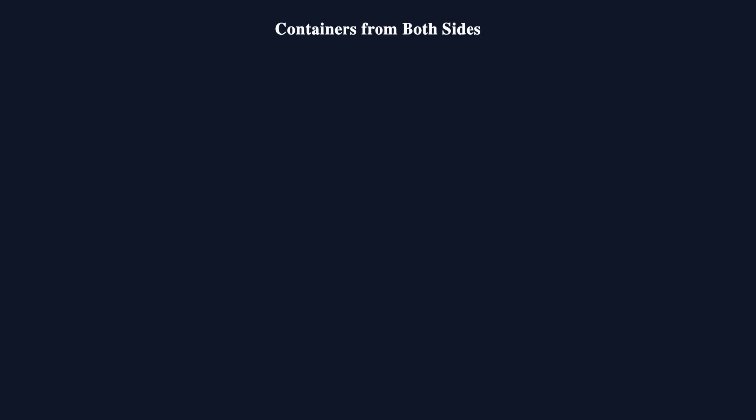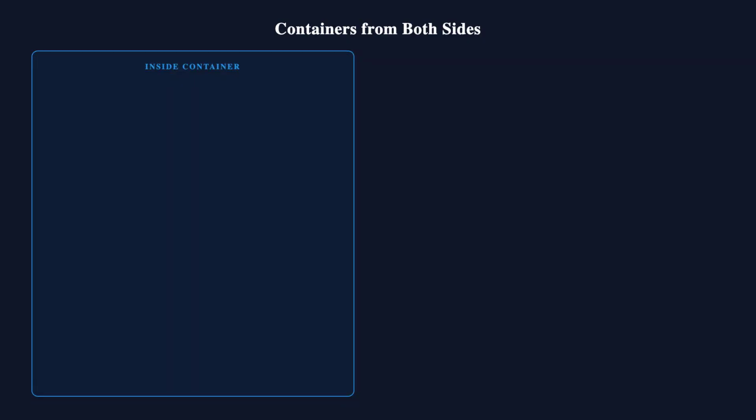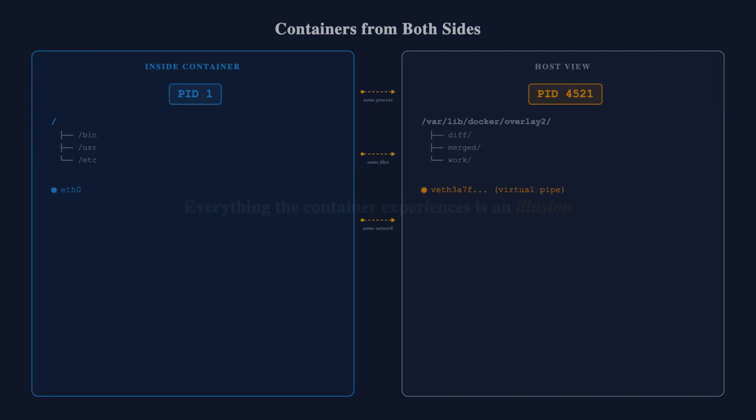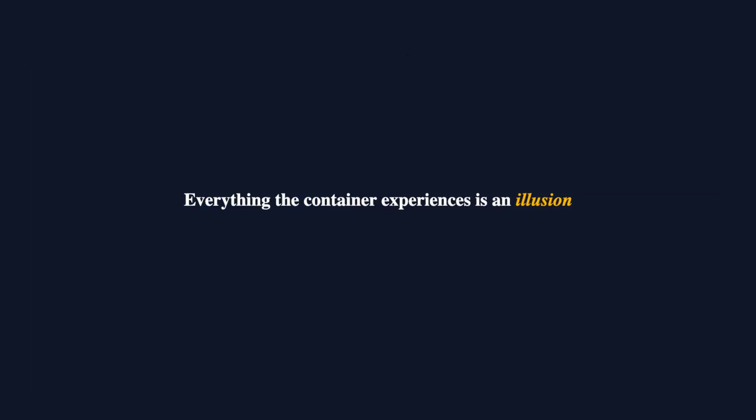Let's look at this from both sides. From inside the container, you see a fresh Linux system. Your process is PID 1. You have your own root file system with bin, usr, and etc. directories. You have your own network interface called eth0. But step outside to the host. That same process has a completely different PID, maybe 4521. The file system it sees is actually just a directory on the host's disk. And its eth0 is actually one end of a virtual network pipe. Everything the container experiences is an illusion carefully constructed by the Linux kernel.